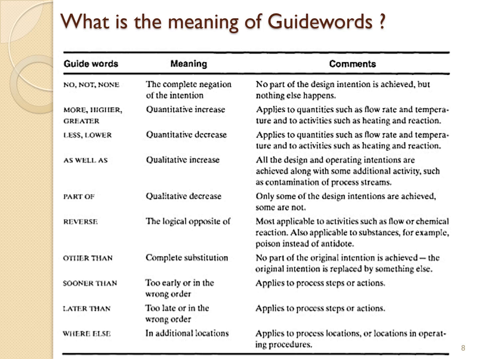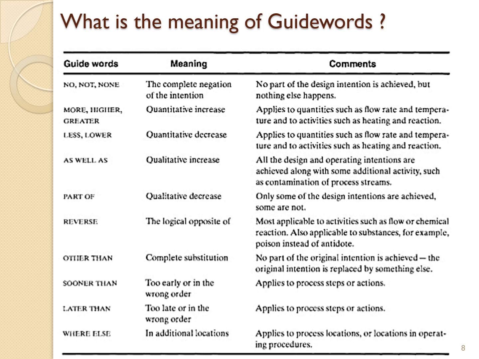How can we describe this? Applies to quantities such as flow rate and temperature and to activities such as heating and reaction. As well as, meaning qualitative increase. Description: all the design and operating intentions are achieved along with some additional activity, such as contamination of process streams. Part of, qualitative decrease. Description: only some of the design intentions are achieved, some are not.